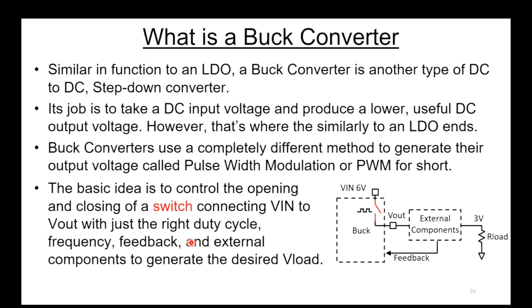Similar to an LDO, a buck converter is another type of DC to DC step-down converter. We're always making the input voltage lower. Its job is to take a DC input voltage and produce a lower, useful DC output voltage. However, that's where the similarity to an LDO ends. Buck converters use a completely different method to generate their output voltage called pulse width modulation, or PWM for short. The idea is to control the opening and closing of a switch connecting V in to V out with just the right duty cycle, frequency, feedback, and external components to generate the desired output voltage.